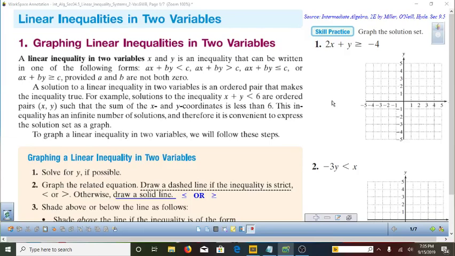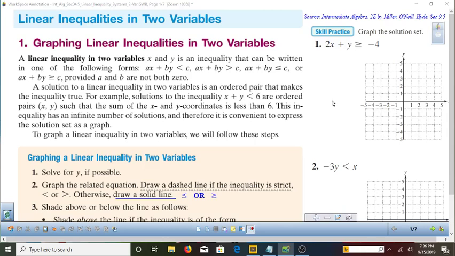Hello, this is Gregory Maxwell, and in this lesson we are going to be looking at linear inequalities in two variables. We'll talk about how we graph the solutions to linear inequalities in two variables, and also about solving systems of linear inequalities with two variables.